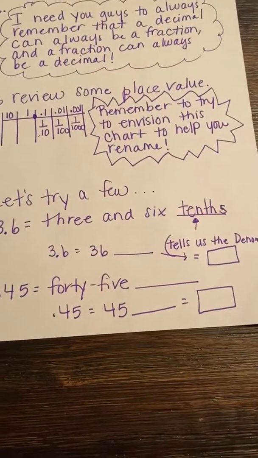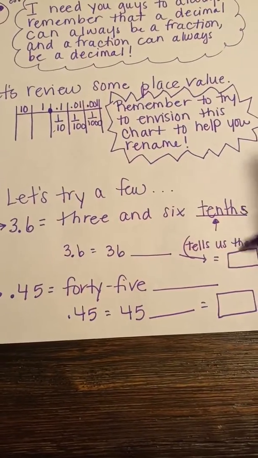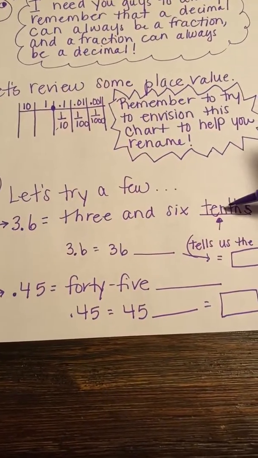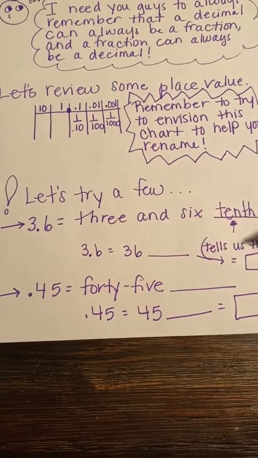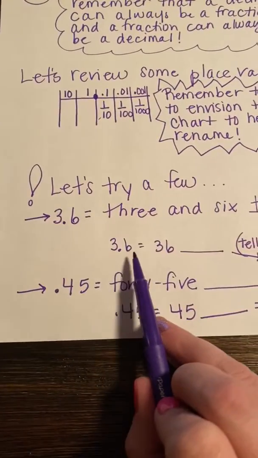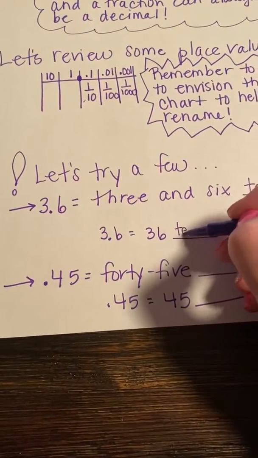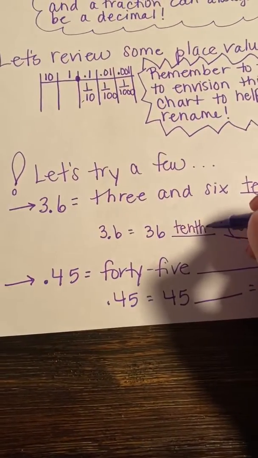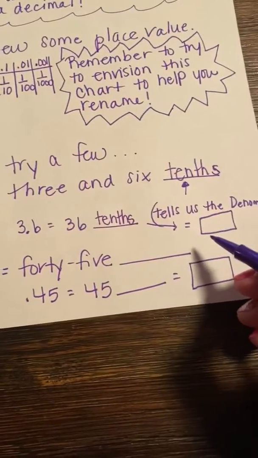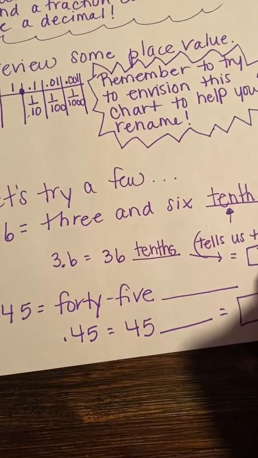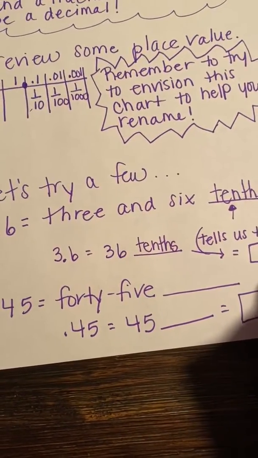Tenths. Okay, this tenths tells me what my denominator is going to be. So I know that this tenths is going to be the denominator in my fraction. So 3.6 is really 36 tenths. And my fraction would be 36 over 10.